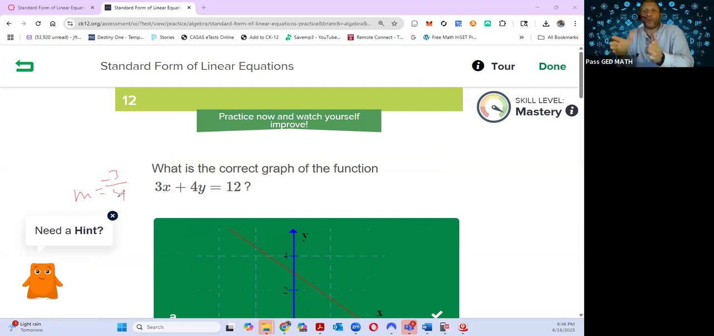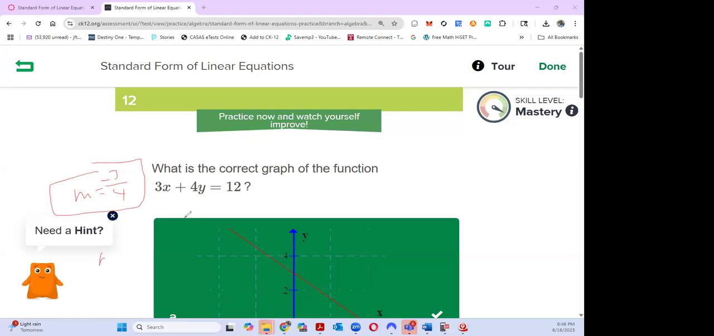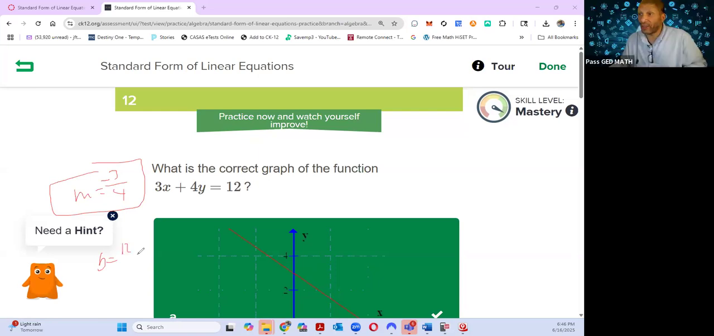You should get to the point where you don't have to identify A, B, and C. You should know, oh, the opposite of A is 3, so minus 3 over B is 4. -3/4. I'm done. What's my y-intercept? C over B, 12 over 4. That's 3. That's how fast you should be doing them. But to get to that point, you got to work step by step.